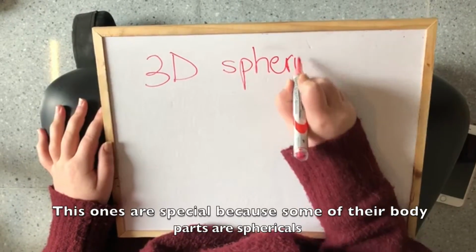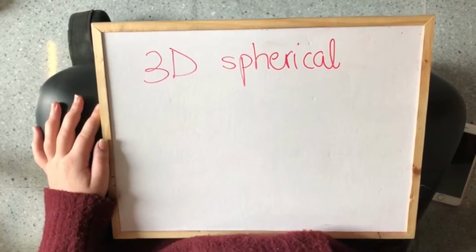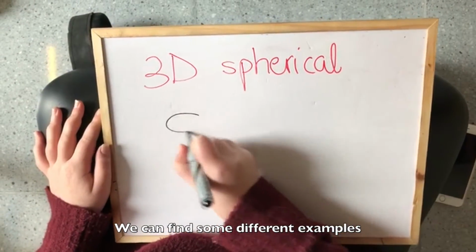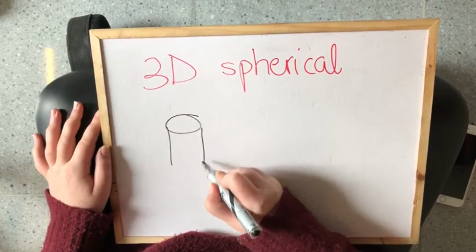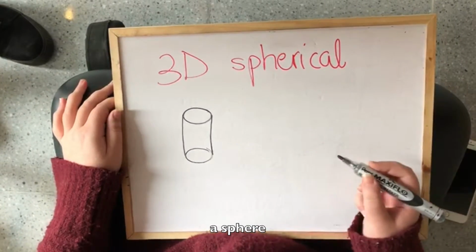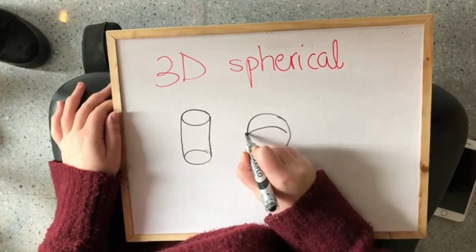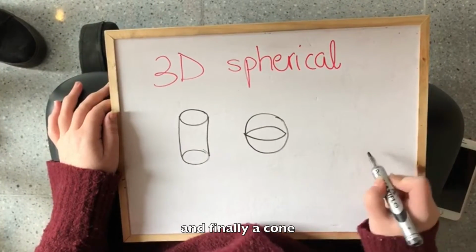These ones are special because some of their body parts are spherical. We can find some different examples. A cylinder, a sphere, and finally a cone.